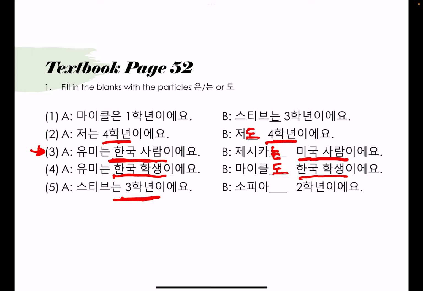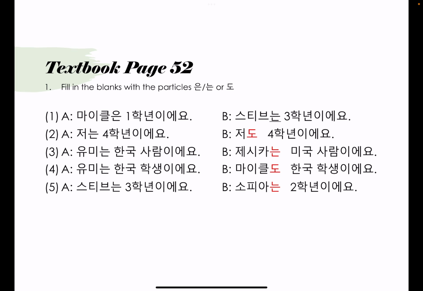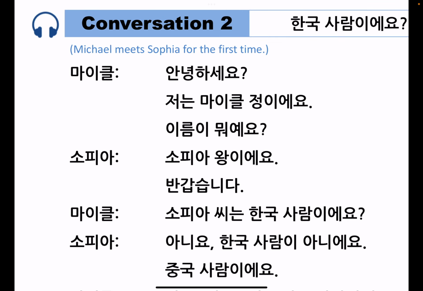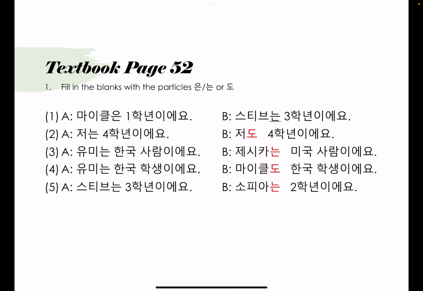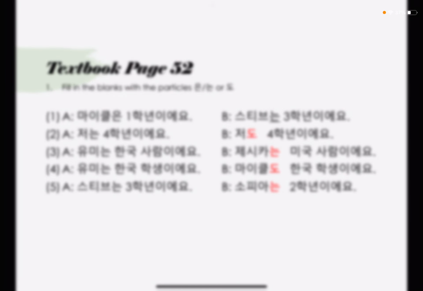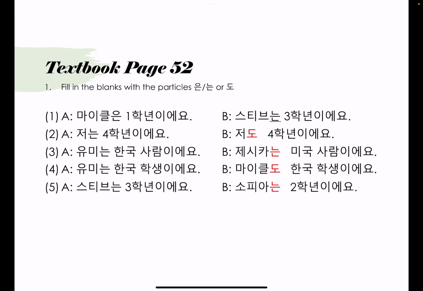And then Steve is third year, but Sophia is second year. So we're just going to say 소피아는 2학년이에요. Conversation 2. Okay, and that's it for all the course materials covered in this class. Thank you for watching.